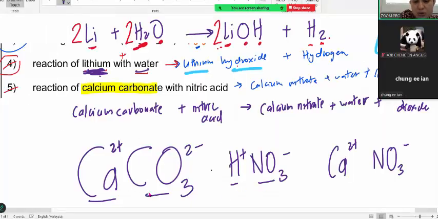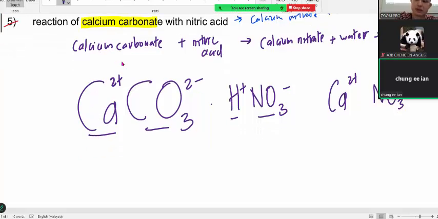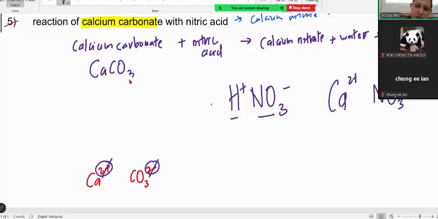The CO3 2 negative. Ca2 plus cannot change. CO3 2 negative cannot change. When you put it together to form calcium carbonate, because it's 2 positive and 2 negative, you don't need to put the numbers. The same number can cancel out. So it's CaCO3. Okay. Get it.